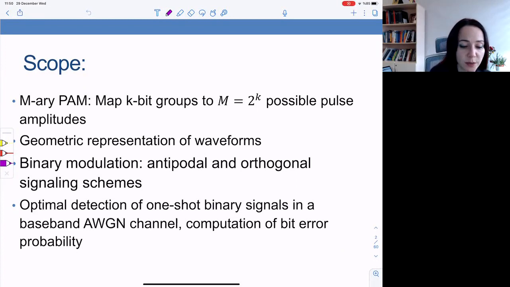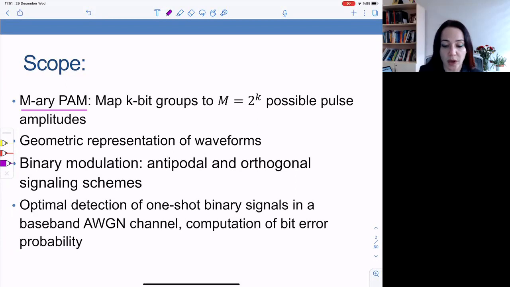So let's start talking about the concept that we call M-ary PAM. M-ary pulse amplitude modulation. So binary stands for two possible values, as you know. M-ary is a generalization of this, where we have M possible values for the signal. Right? So if you have M possible values, how many bits does this correspond to? Log to the base 2 of M bits.